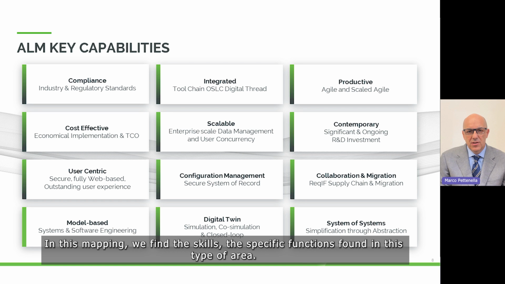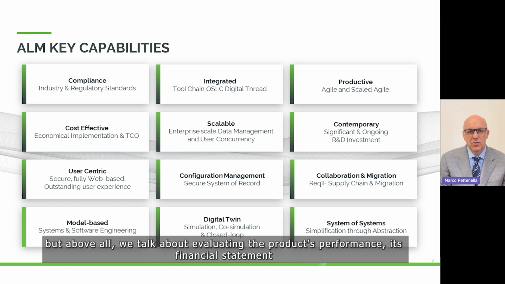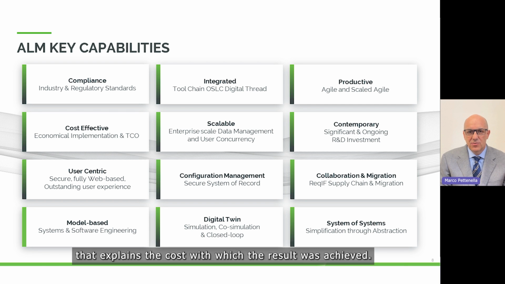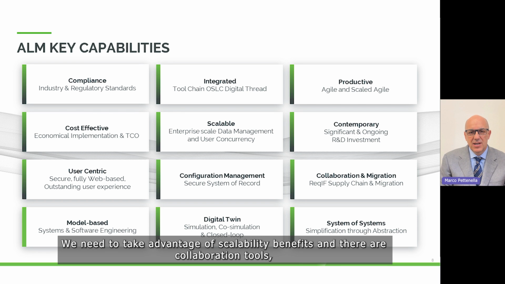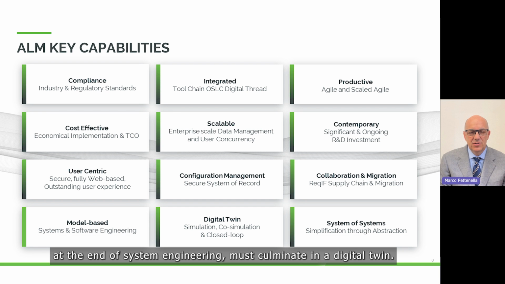In this mapping, we find the skills, the specific functions found in this type of area. We need to understand how to think differently in evaluating TCO, total cost of ownership. But above all, we talk about evaluating the product's performance, its financial statement that explains the cost with which the result was achieved. We need to take advantage of scalability benefits, and there are collaboration tools, migration tools from other configuration management tools, and above all, tools that at the end of system engineering must culminate in a digital twin.